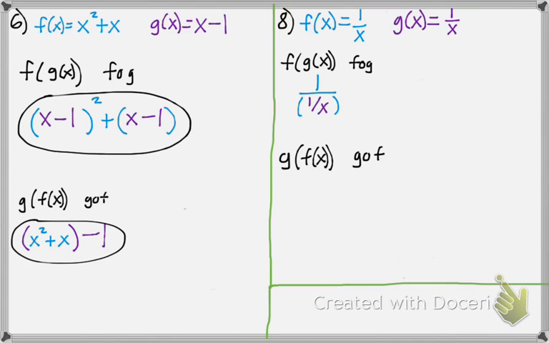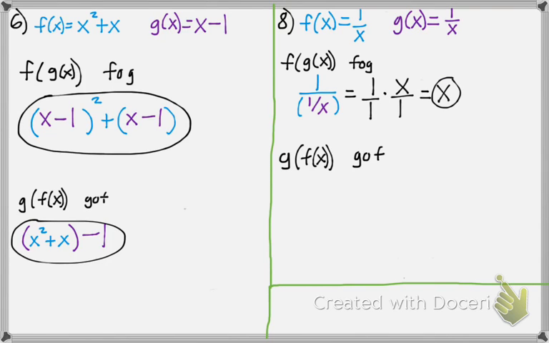Now, I do want to simplify this one because it's kind of interesting. Whenever you divide by a fraction, it's really the same as multiplying by the reciprocal. So instead of saying 1 divided by 1 over x, I'm going to say 1 times x over 1. So I'm multiplying by the reciprocal. And if you want to call that original 1 "1 over 1," you can. And this will be equal to x.